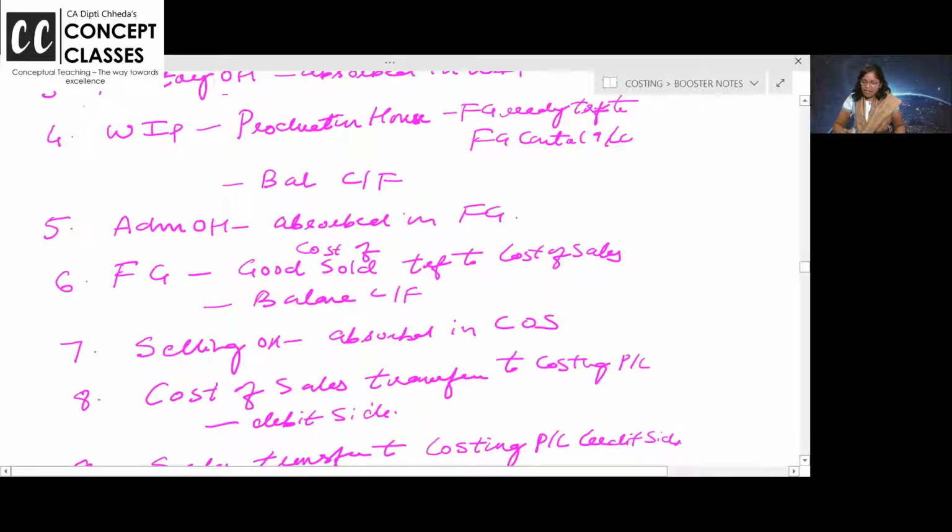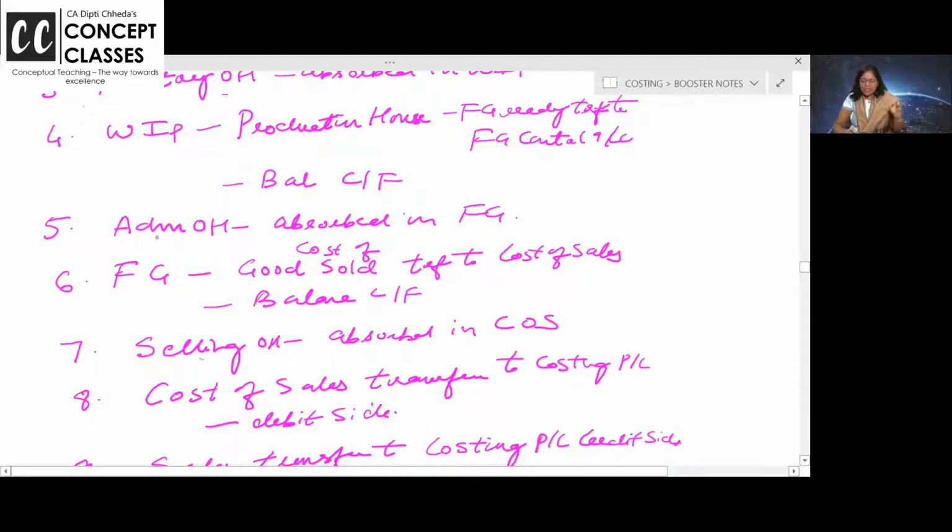Administrative overhead is absorbed in finished goods. Finished goods is like your stock account. Whatever is sold is transferred to cost of sales, and the remaining will be there. Make selling overhead below finished goods. Are you feeling as if you are preparing a cost sheet? Factory overhead, opening work in progress, closing. Cost sheet is the base of this chapter.